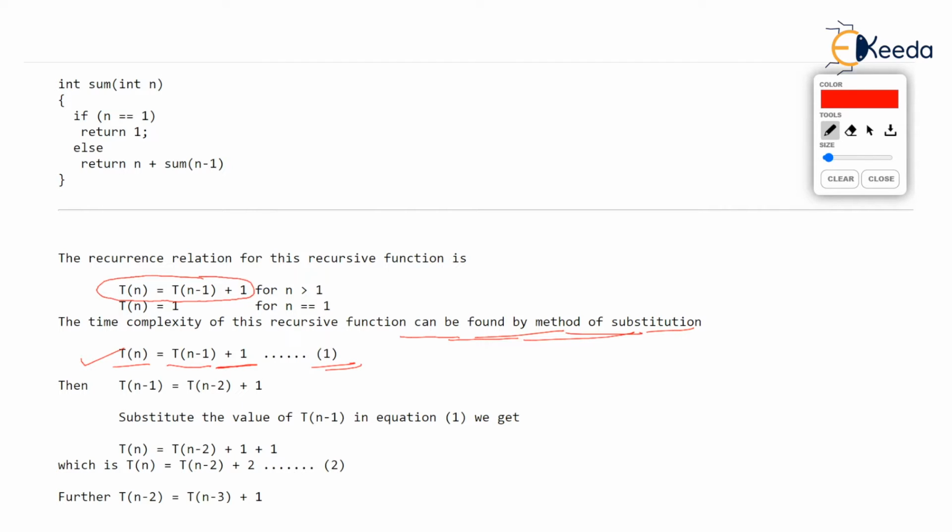Now you only observe this. Tn is Tn minus 1 plus 1, isn't it? So if you are asked what is Tn minus 1, that's the suspense on the right hand side, isn't it? You will simply say Tn minus 2 plus 1, because the problem size gets reduced by 1. I hope you are understanding it. Basically, I will rewrite it here: Tn is Tn minus 1 plus 1. You know this is the recurrence relation.